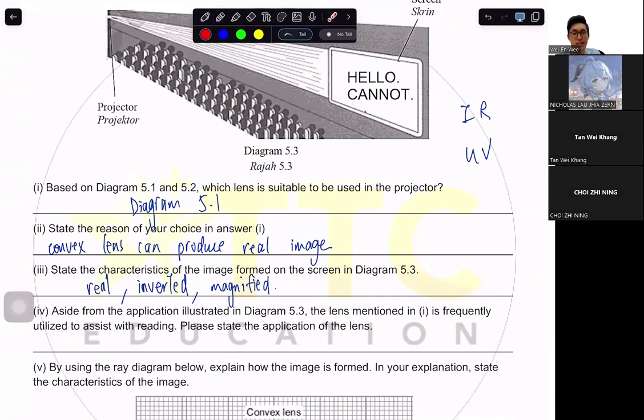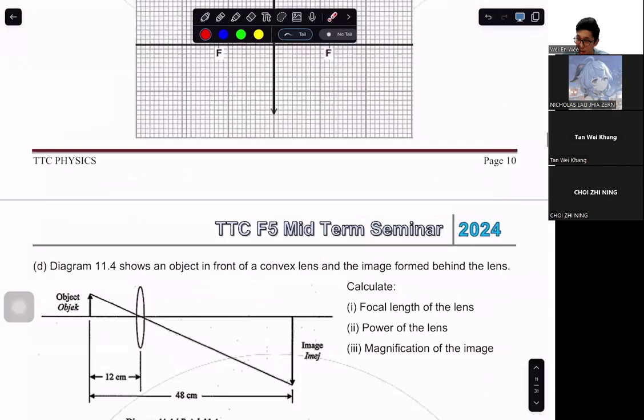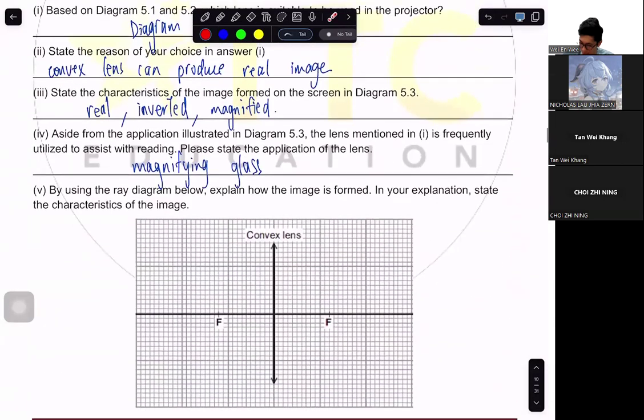Yes, correct. It is a magnifying glass. So a magnifying glass also uses a convex lens. But the thing is, for a magnifying glass, you produce a virtual image. All right. So you see, the question never says, right? But here, they ask you to draw the image for the magnifying glass.